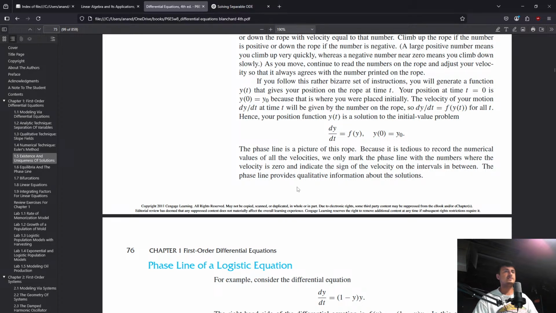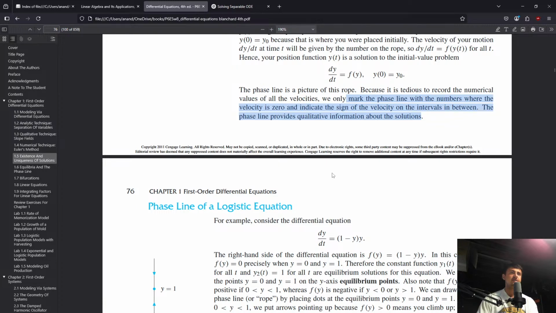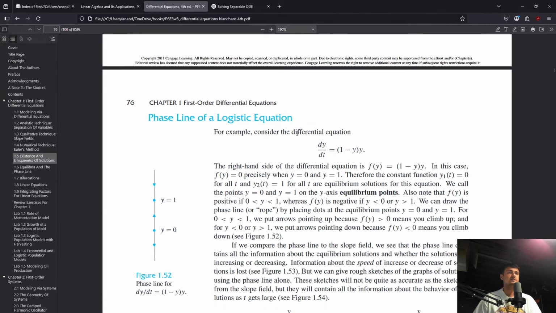Okay, the phase line is a picture of this rope. Because it's tedious to record the numerical values of all, we only mark the phase line with the numbers where the velocity is 0 and indicate the sign of the velocity on the intervals in between. The phase line provides qualitative information about the solutions. All right, let's consider an example.